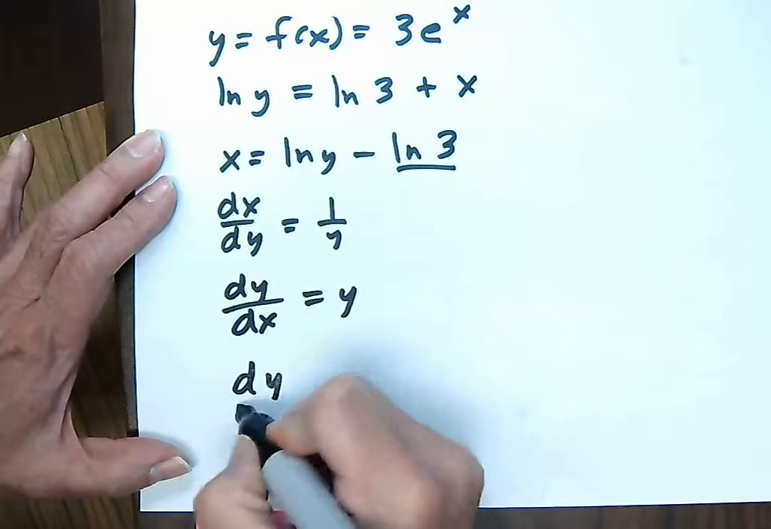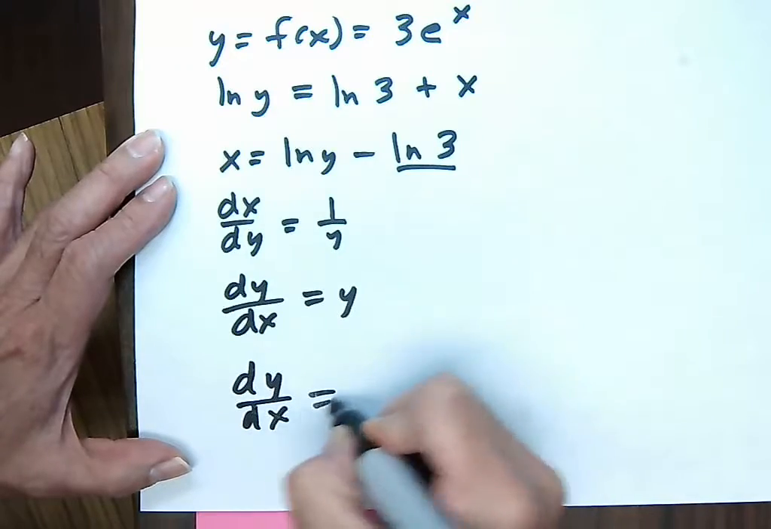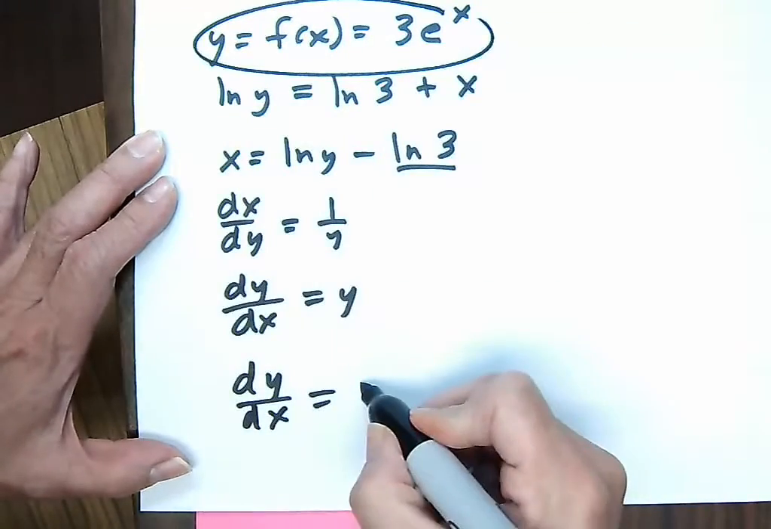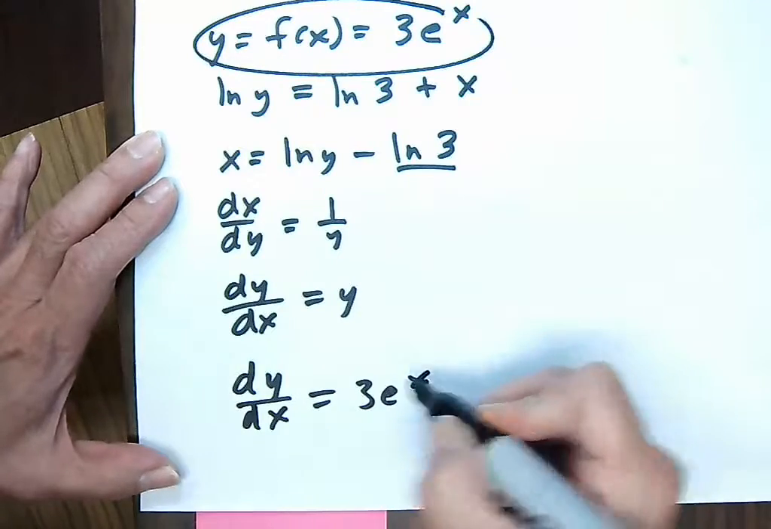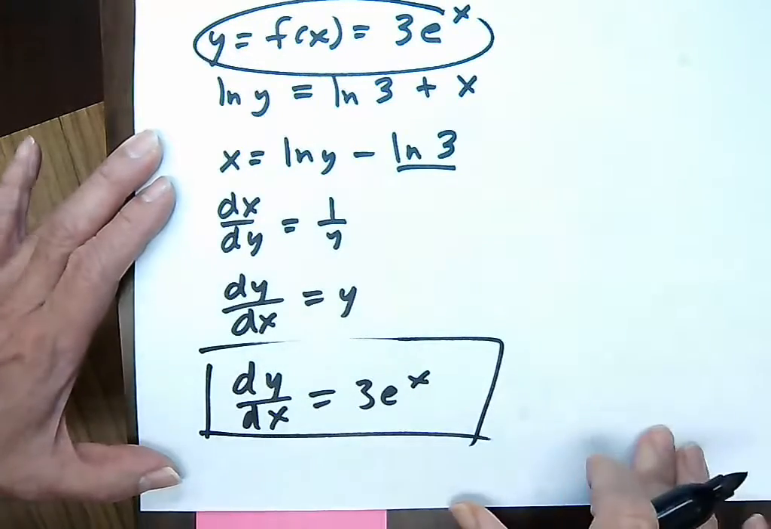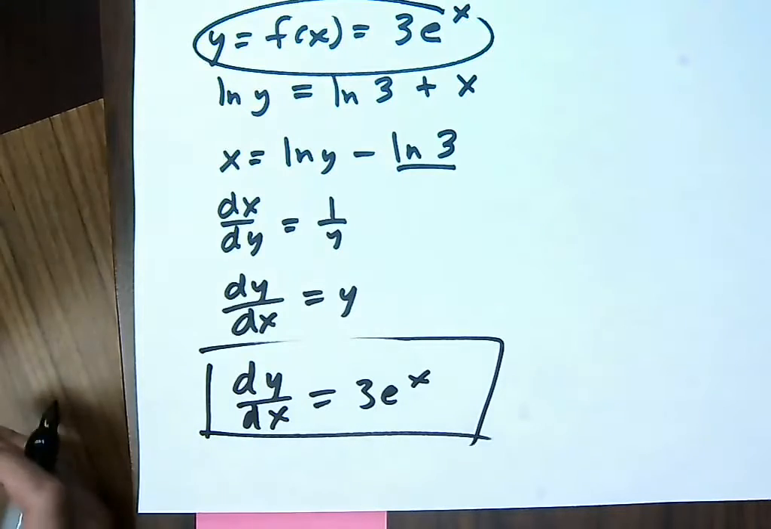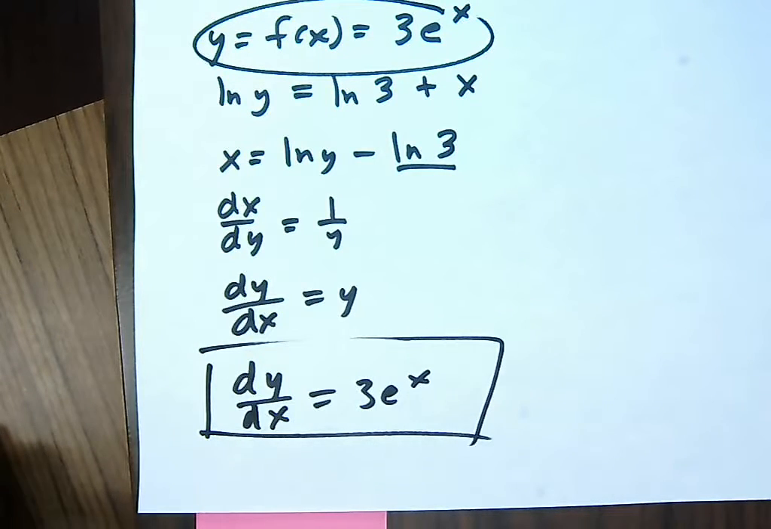So now we can say that dy dx is equal to y, but now our original y was 3e to the x, and the derivative of that function is again the original function 3e to the x power.